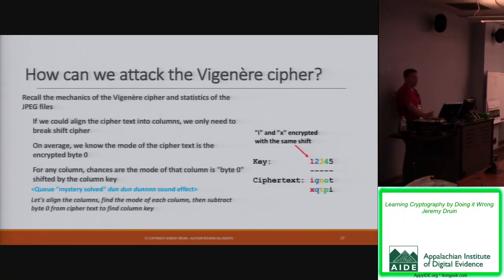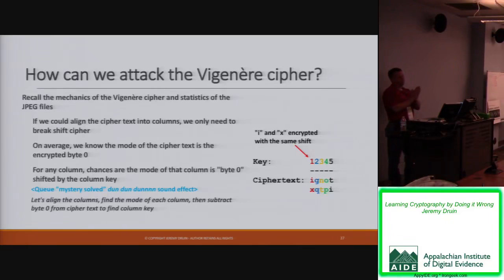If we rearrange that ciphertext we just looked at, let's line up the columns. So the hello world turned into ignot x quippy. We're going to take the I in ignot and line it up over top of the x in x quippy, because we know those two characters were both encrypted with the same key. In this case, we know the key was the number 1. And we know the next two characters were both encrypted with the number 2, and so forth. That makes it possible for us to treat these characters as just a simple little shift cipher.